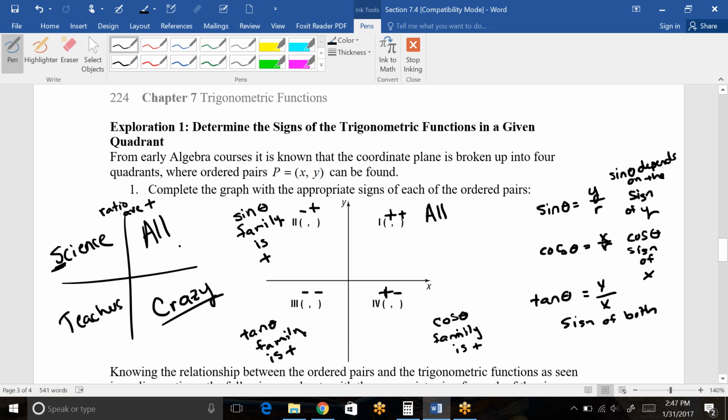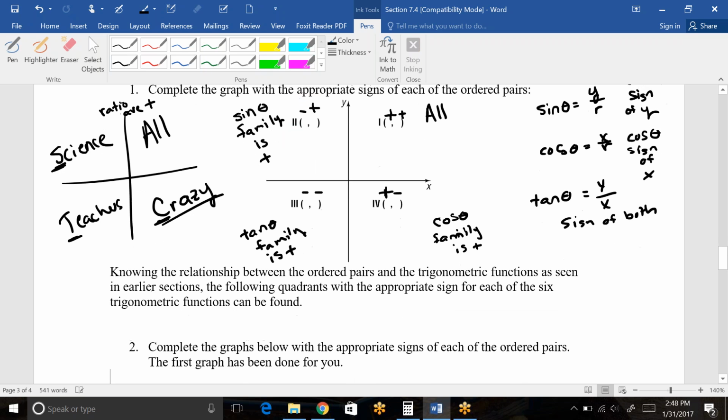So all of the ratios are positive. The sine family is positive. The tangent family is positive. And the cosine family is positive. That means all other trig ratios that I did not list in the individual quadrants are negative. So like over here, tangent and cosine are both going to come out as negative ratios.